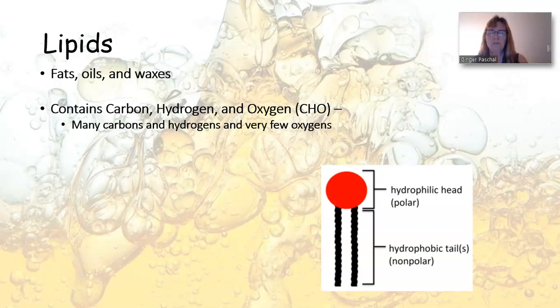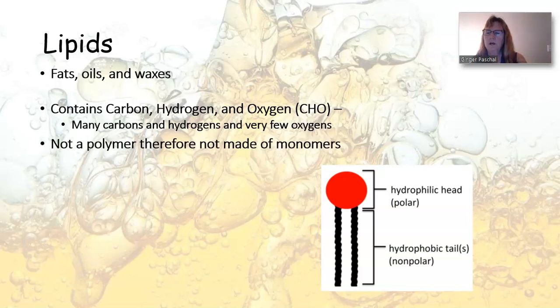The difference between lipids and carbohydrates is lipids have many, many carbon and many, many hydrogen and very, very few oxygen. So there is not a nice, neat ratio of carbon to hydrogen to oxygen like there is with carbohydrates. Lipids are not a polymer, therefore they are not made of monomers. So if you are asked what is the polymer and what are the monomers, you would say none.